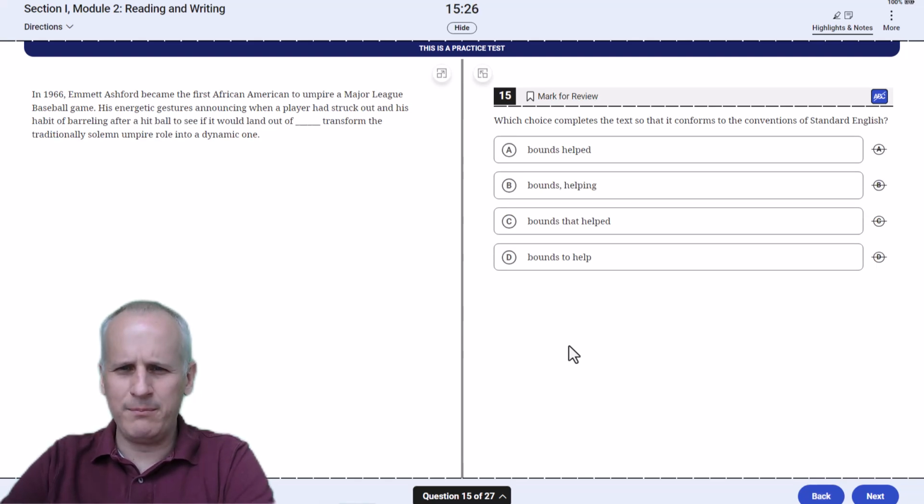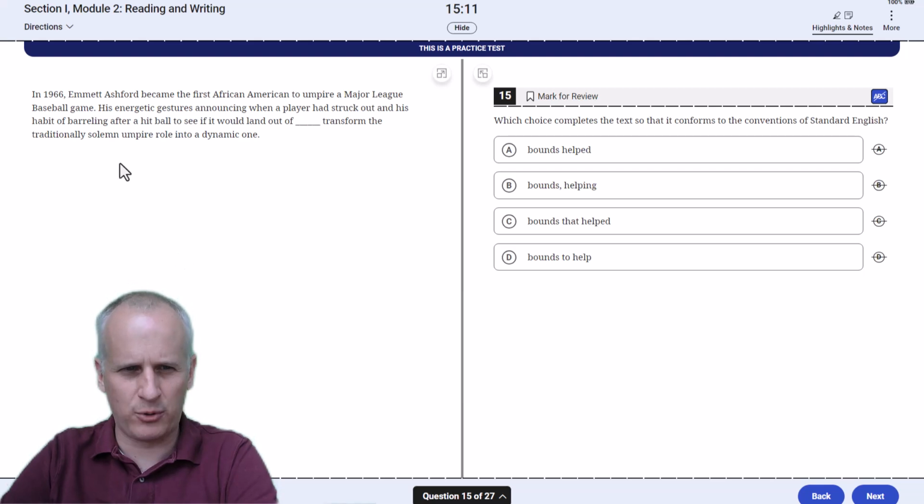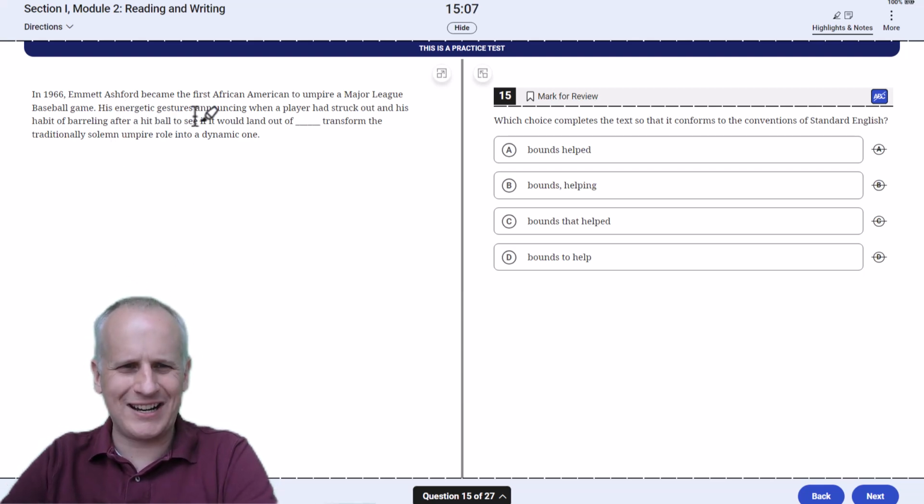And then we've got one more conventions of standard English question. Once more, we're going to try to ignore that opening statement. We can see we've got changes in the verb tenses, so we're going to really have to read this in full and then think about what might be the correct verb tense proactively. So we learned his energetic gestures announcing when a player had struck out and his habit of barreling after a hit ball to see if it would land out of blank transform the traditionally solemn umpire role into a dynamic one. Well, this word transform is the verb for his energetic gestures.